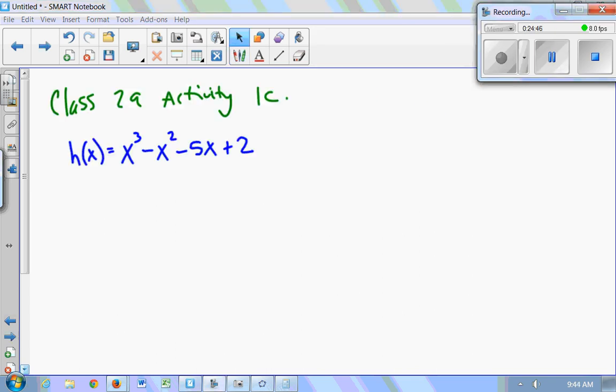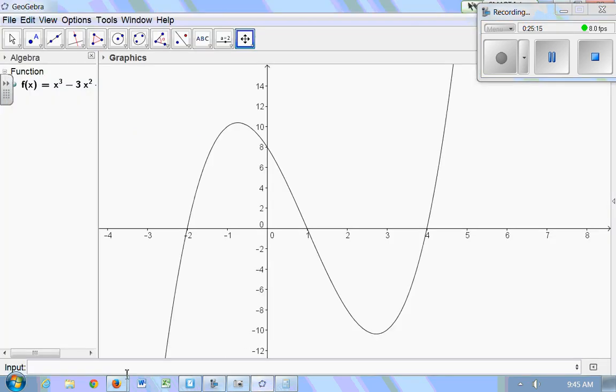Okay, so it says we're given a function, this cubic function h of x. It says find one factor graphically, use long division to divide it out, find the zeros of the function, write the function in completely factored form, and then check that you found the correct zeros. Okay, so I have to find one zero graphically. So I'm just going to graph this thing. I'll use GeoGebra again.